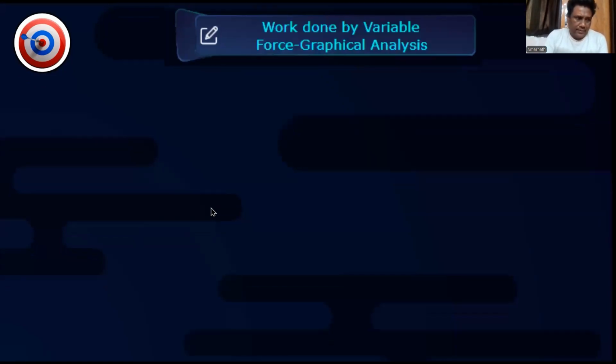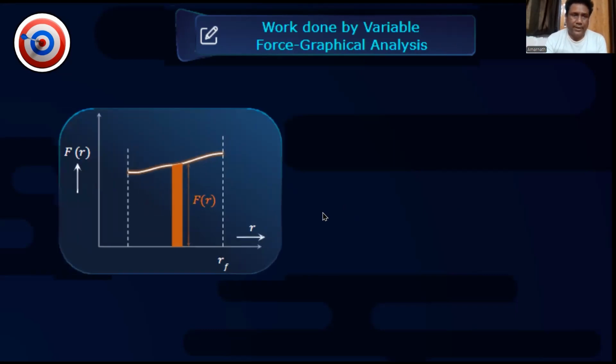You see, integration of F dr is nothing but the area under the F and r graph. That means the area of the force and displacement graph gives you the work done. So let us do one or two questions from that graph. Please write down work done by variable force. Say we are having one graph, force versus displacement. The graph is this.